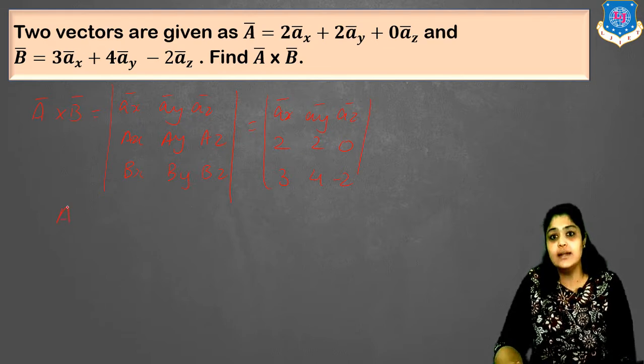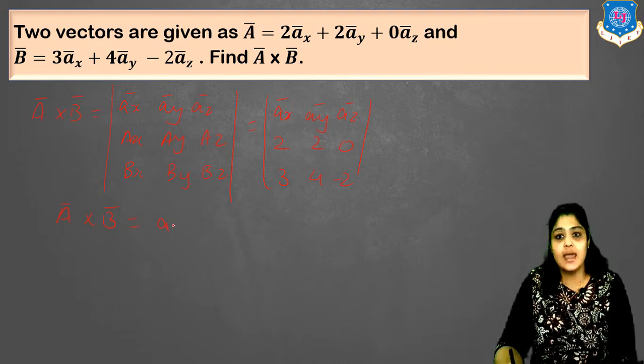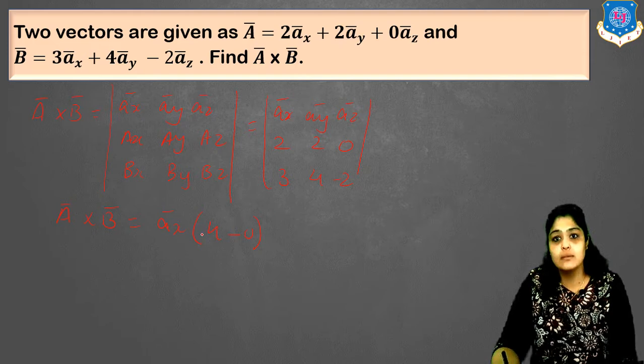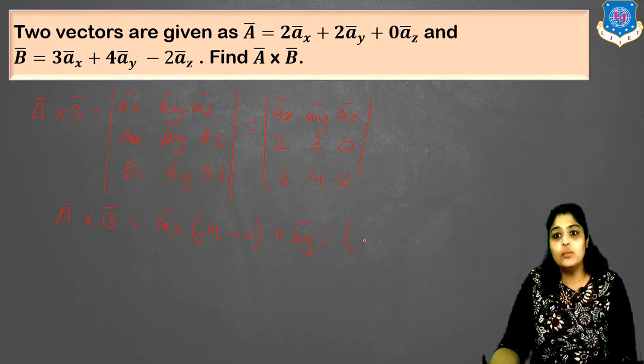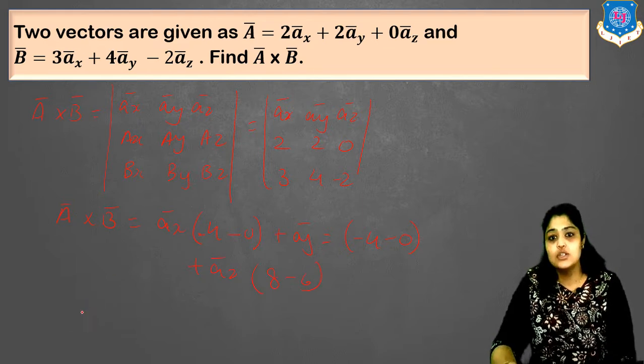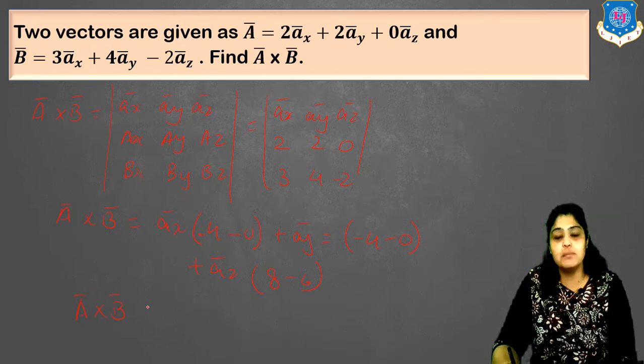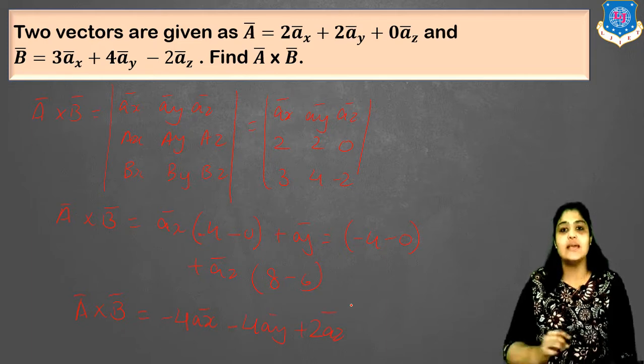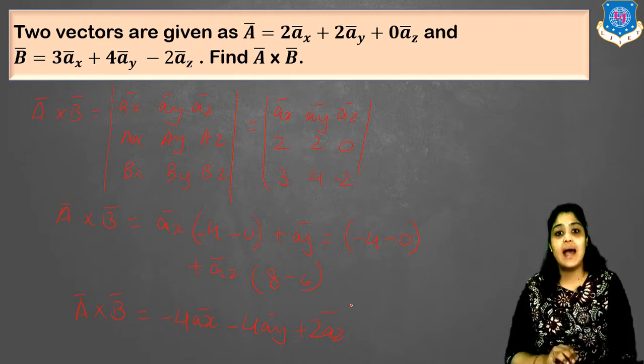So I can write A cross B as ax into (4 minus 0), then ay into (2 into minus 2, that is minus 4, minus 0), plus az into (8 minus 6). So I get the answer of A cross B as minus 4ax minus 4ay plus 2az. This is how we find the cross product of the two vectors A and B.